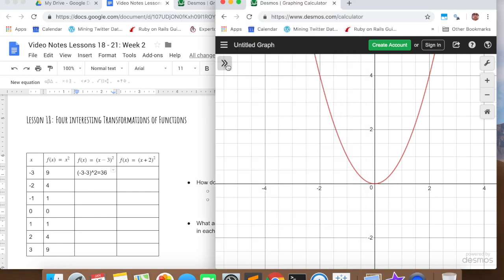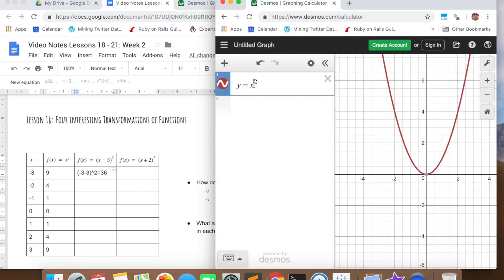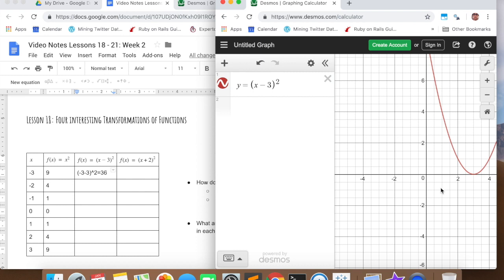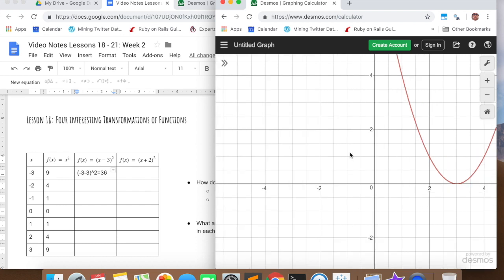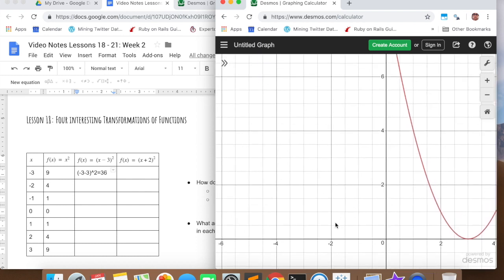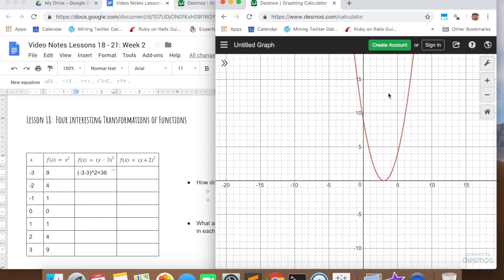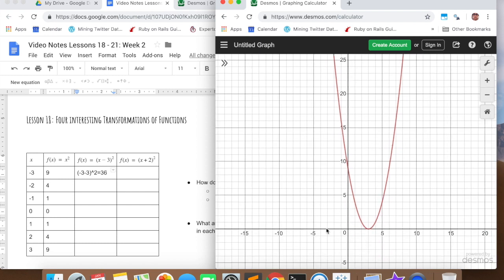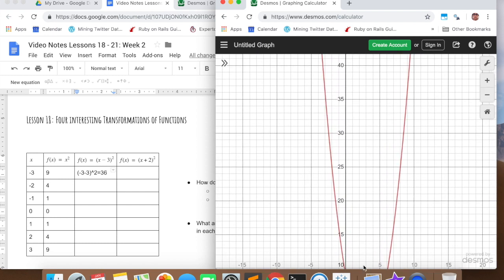Seems unusually high. However, when you plug in the numbers, it works. Now, what would that look like in a graph? What did you notice just happened? This parabola, our vertex was at 0, 0 before, and now our vertex is at 3, 0. The parabola moved to the right 3 spaces when we subtracted 3 from the x before we squared it.